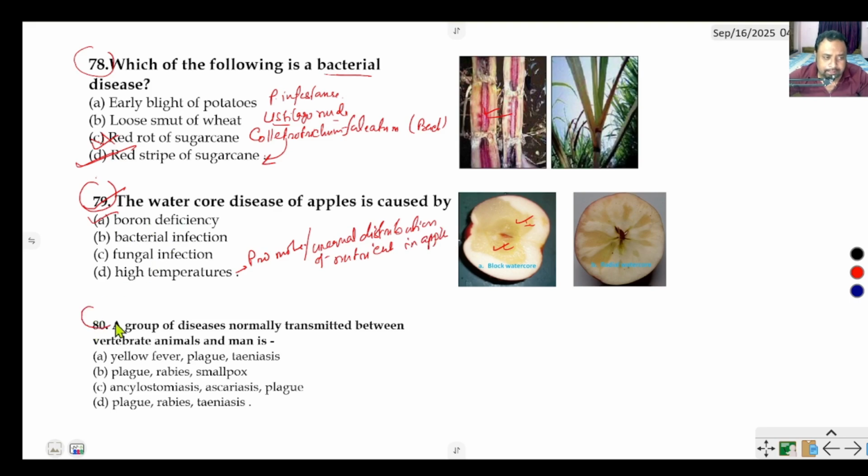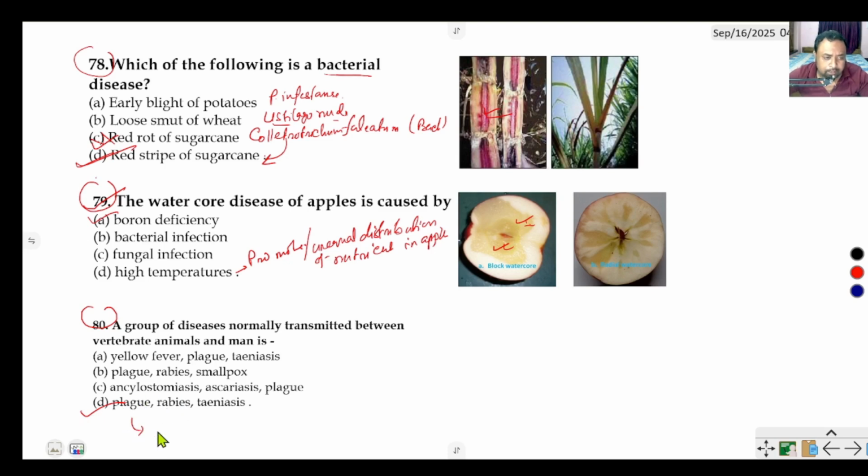The next question says, a group of diseases normally transmitted between vertebrate animals and man is: yellow fever, plague and teniasis; plague, rabies, smallpox and ancylostomiasis; ascaris and plague. The correct options are plague, rabies and teniasis. The group of diseases normally transmitted between vertebrates and man is option D, that is plague, rabies and teniasis.